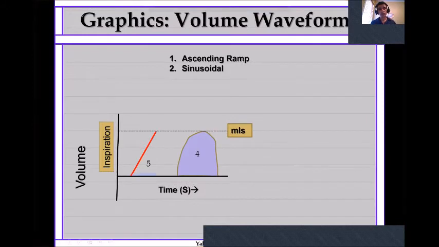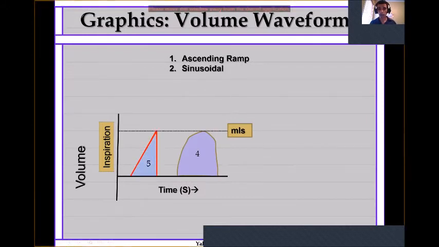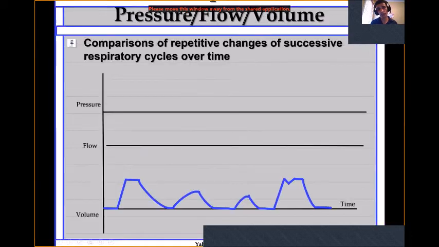And there is what we call the volume curve. You remember that the volume is only one side. There is no negative deflection. And you have only 2 types; this is 5 and 4 is wrong. Unfortunately, it's 1 and 2. But you have the ascending ramp and you have the sinusoidal shape. So for the graphics of the volume, you have only 2 shapes.